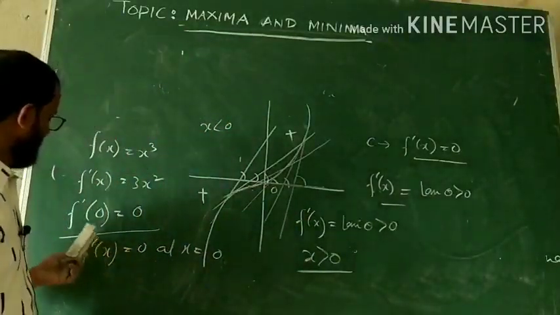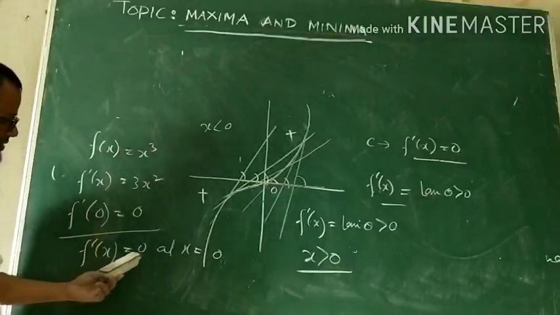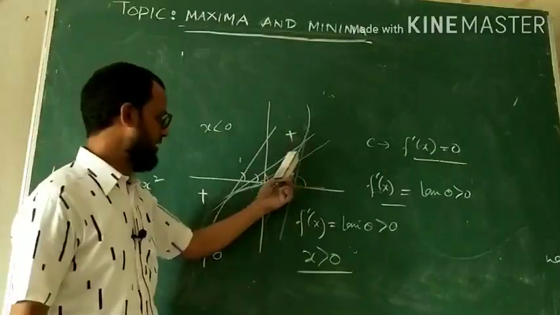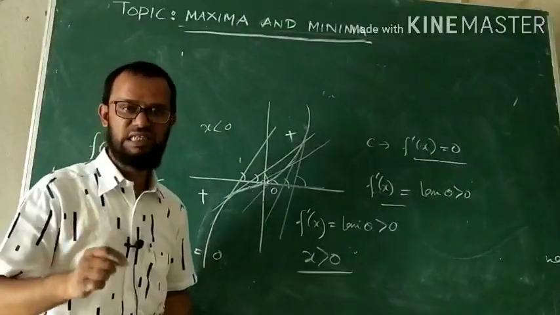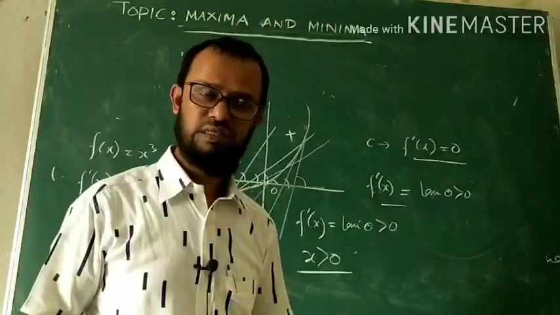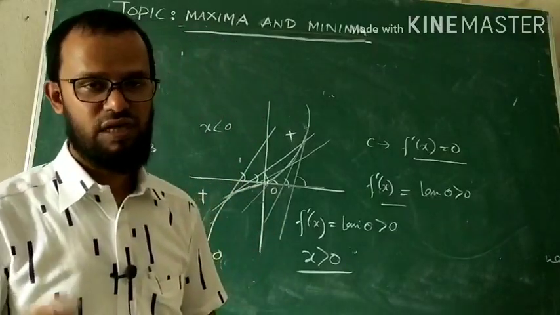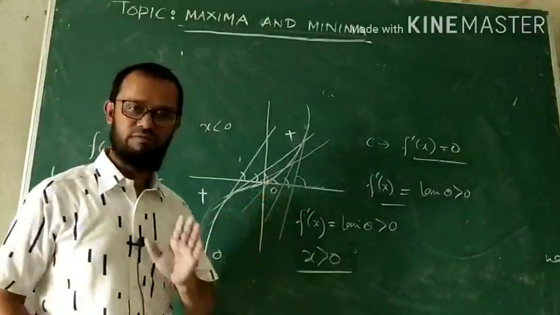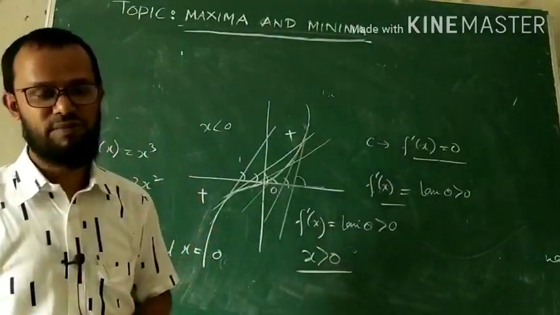But in this particular example, f dash x equals 0 at x equal to 0, yet graphically we see that f dash x does not change its sign from positive to negative or negative to positive. So by the first derivative test, we conclude that 0 is neither a point of maxima nor a point of minima.